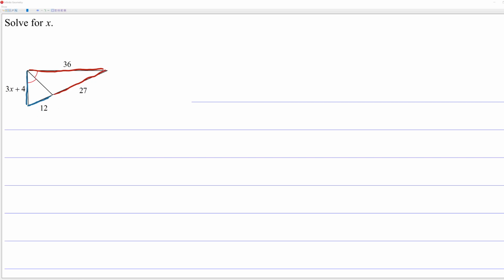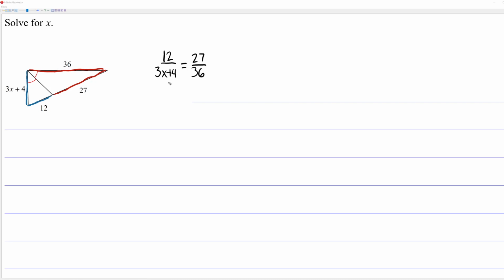So at the end of the day, all that you have to do when you're dealing with an angle bisector is write a proportion equation. So if you look at the sides in blue, if you compare 12 to 3x plus 4, that's in the same proportion as if you compare 27 to 36. Now solve this proportion equation. If you're just going to solve it in a calculator, I guess you could stop there. This one isn't that hard to solve by hand.